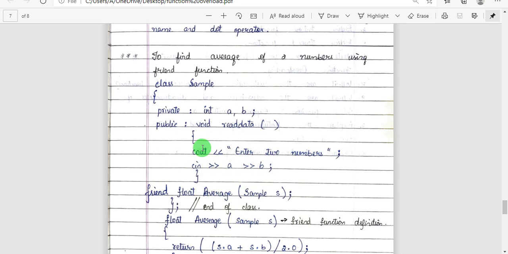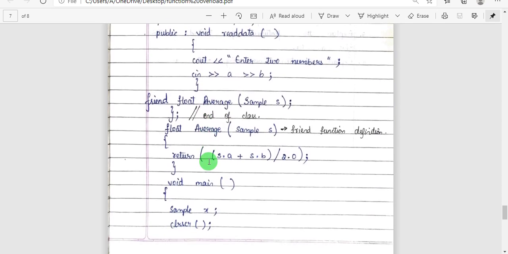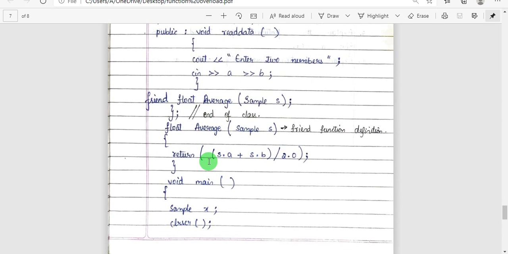Here you have given an input a and b. Here you have declared a friend function, float average (Simple s). That is the end of the class. So you saw that a friend function can be declared inside the class.